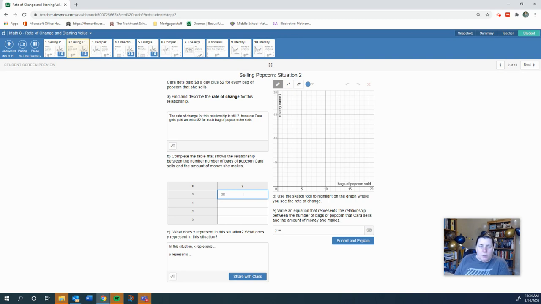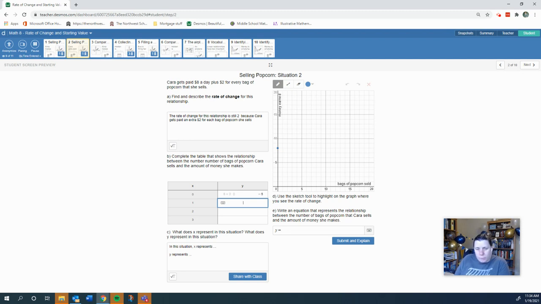Complete the table that shows the relationship between the number of bags of popcorn and the amount of money she makes. All right. She makes $8 just for showing up because she gets paid $8 a day plus 2 times the number of bags she sold. She sold 0. So 8 plus 2 times 0 is just 8.